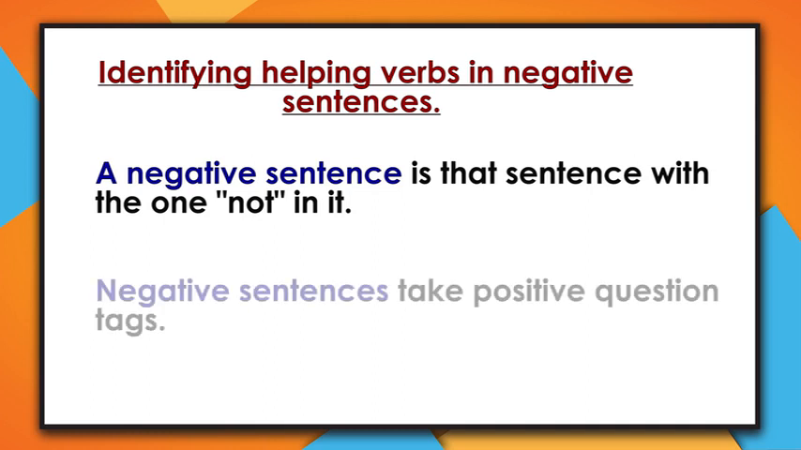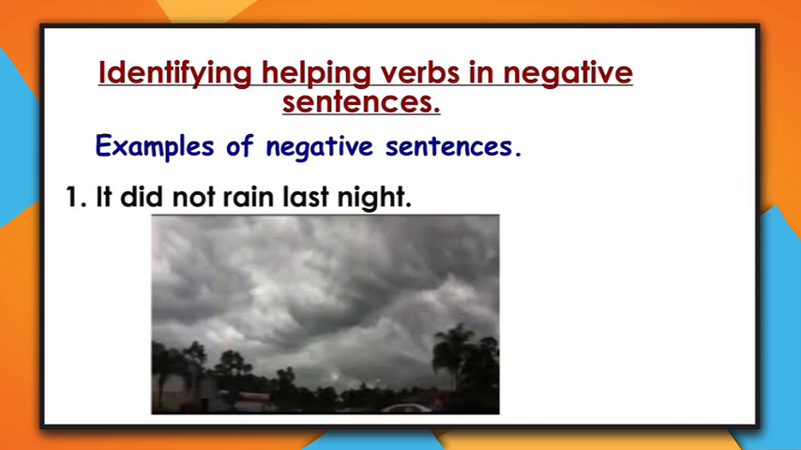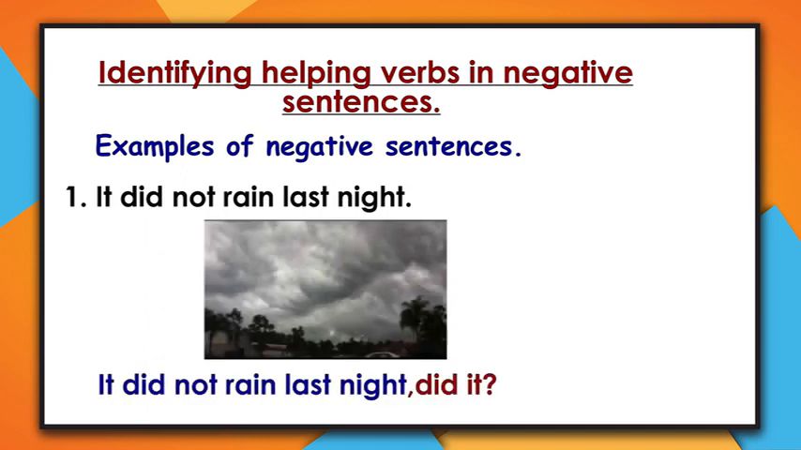My dear viewer, negative sentences take positive question tags, as we are going to see in the examples which I prepared for you. My first example reads, it did not rain last night. When you see that the statement is negative because of the word not, since negative sentences take positive question tags, we identify our helping verb did, then we add our pronoun it, and we say it did not rain last night, comma, did it? You write the helping verb and the pronoun, did it.